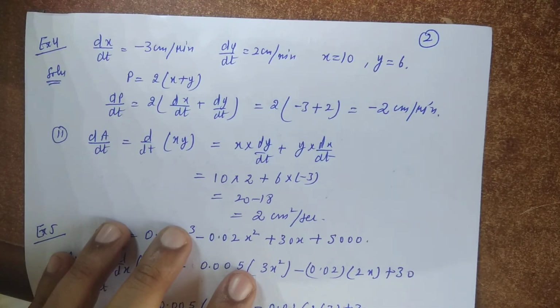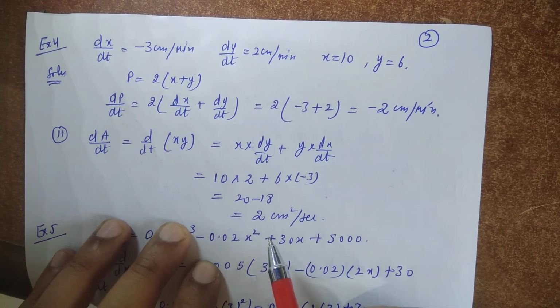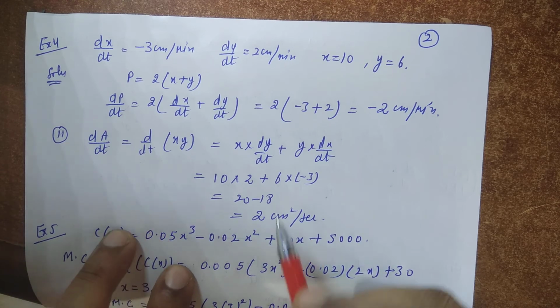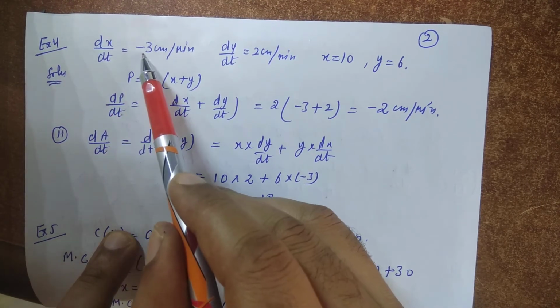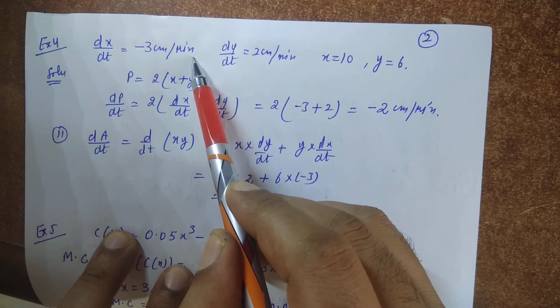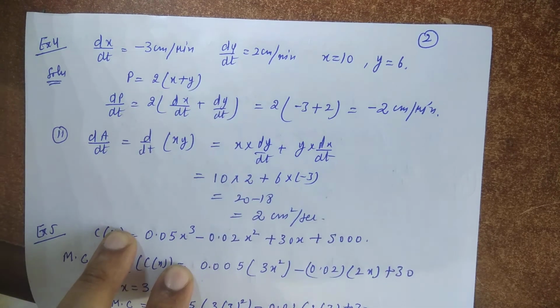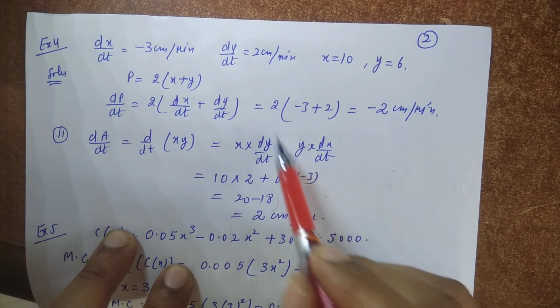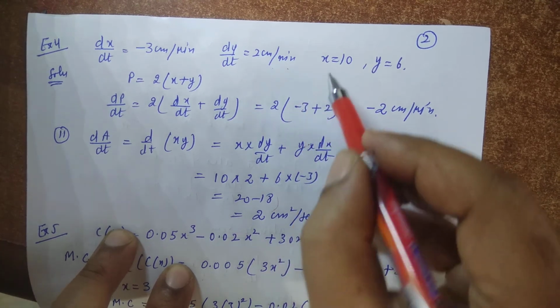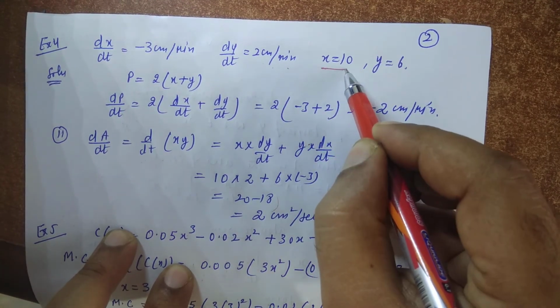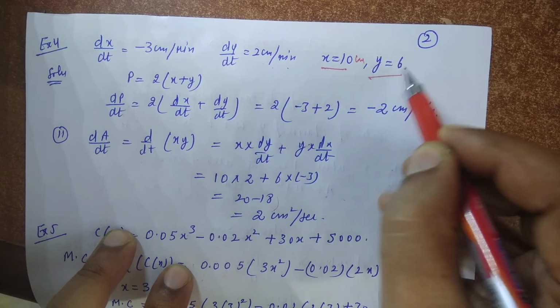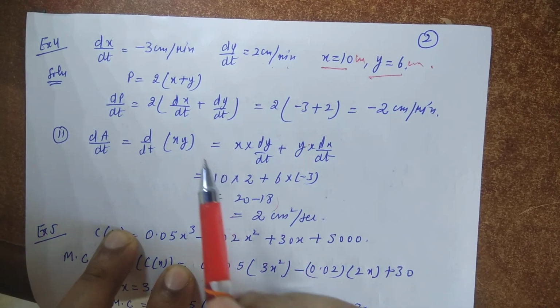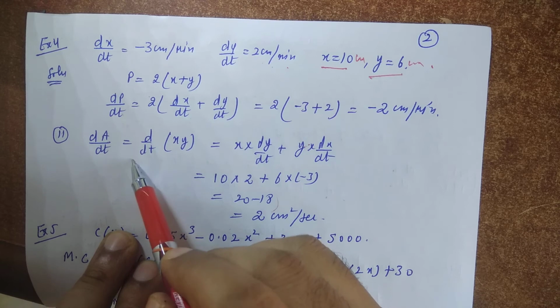In example number 4 of NCERT, he is saying the length x of a rectangle is decreasing at a rate of 3 centimeter per minute. That means dx over dt is minus 3 centimeter per minute, and the width y is increasing at a rate of 2 centimeter per minute. Now he has given the length as 10 centimeter and the width as 6 centimeter. I have to find out the rate of change of perimeter and the rate of change of area.